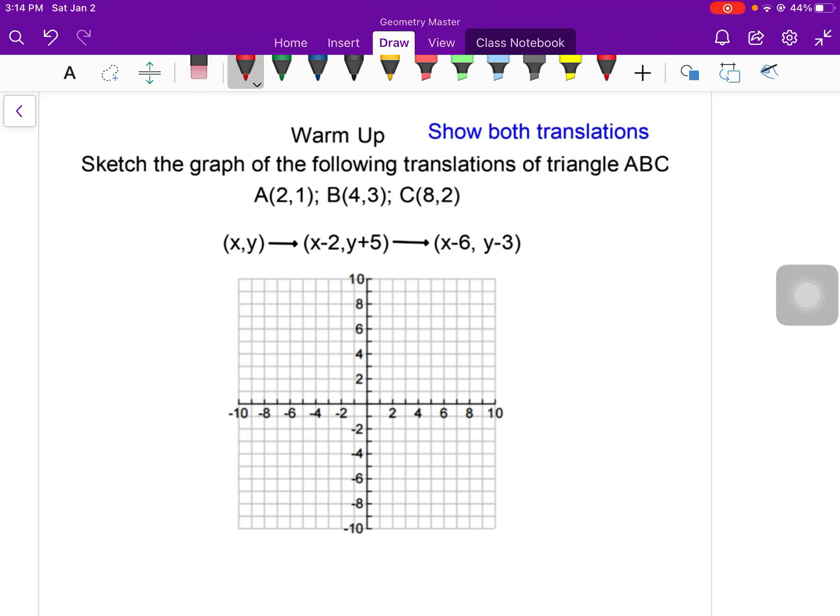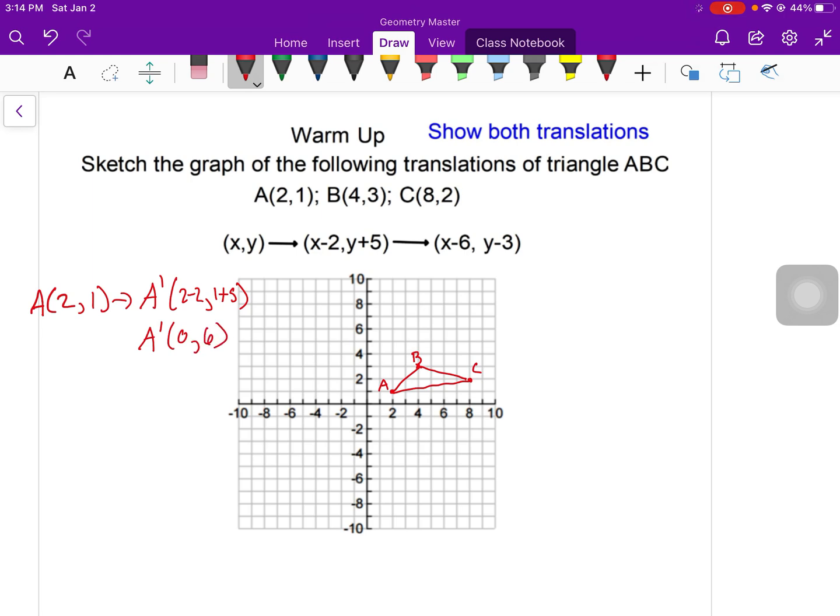So I'm going to do the first triangle in red. 2, 1 is right there. 4, 3, and then 8, 2. So this is A, B, C. All right, so A is at 2, 1. That goes to A prime, which is going to be at 2 minus 2, 1 plus 5, which is 0, 6.